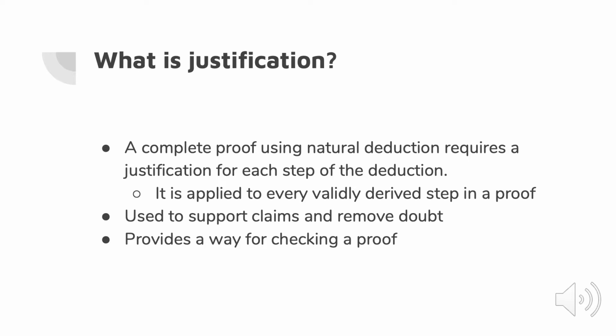Now, in order to complete this proof that we've created, the natural deduction requires a justification for each step of the deduction. So that is why justification is important. It is applied to every validly derived step in a proof, and it is used to support claims and remove doubt, ultimately providing a way for us to check proofs and make sure that arguments are logical and valid. So now let's look at a simple example.